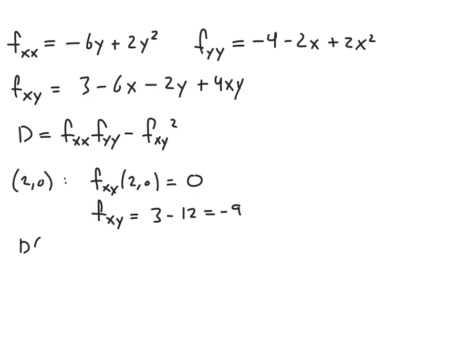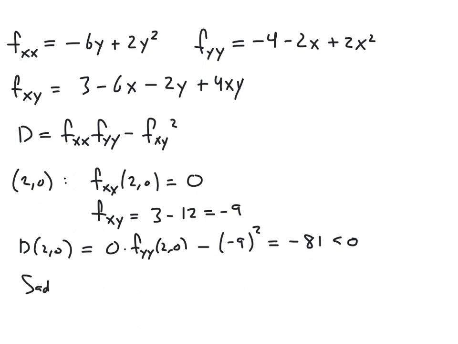So our discriminant value at (2, 0) is going to be 0 times whatever f sub yy of (2, 0) is. Like I said, I don't care because it's being multiplied by 0, subtracting from that negative 9 squared. When we do this, we get negative 81, and that is a negative number. So the discriminant at (2, 0) is negative, and that tells us that we have a saddle point at the point (2, 0).